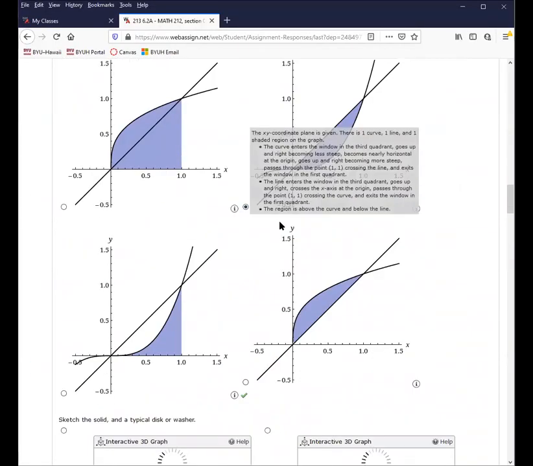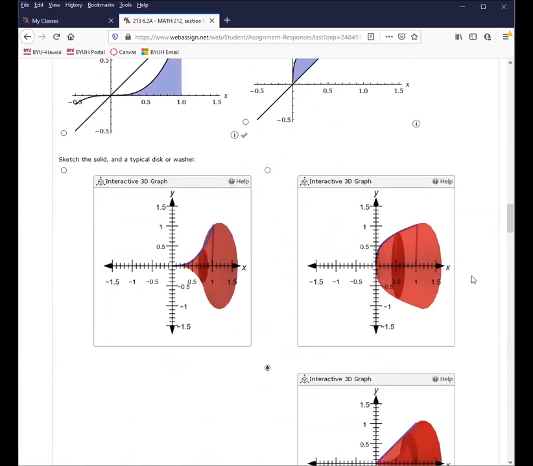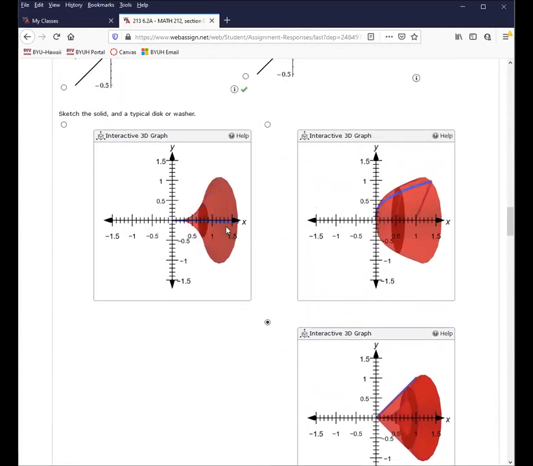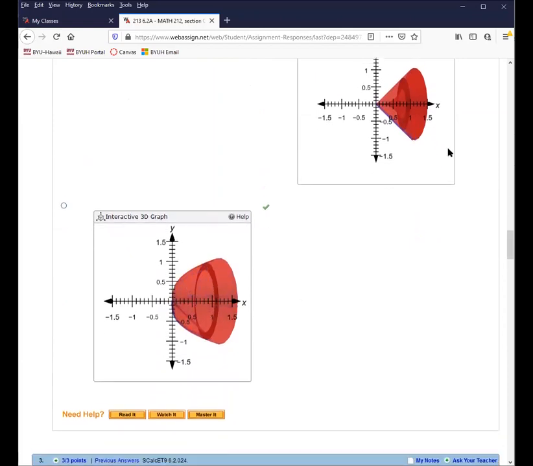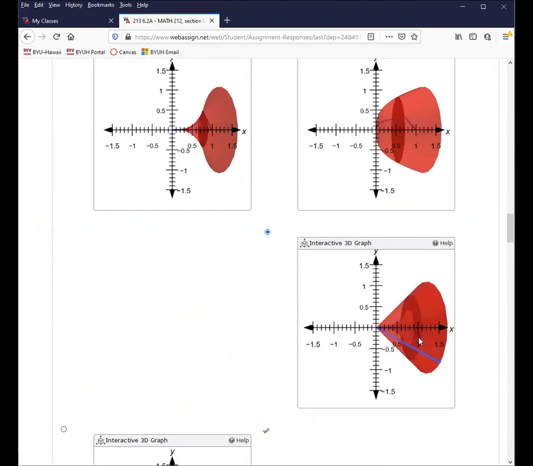Let's see here. I determined it's this one right here being revolved around. Not that one. This one here. Okay, this one right here. You can kind of see the line on the top, and then the y equals x cubed underneath it that's rotating around. And it's kind of hollow in the middle, by the way. It's got this big hollow part in the middle.